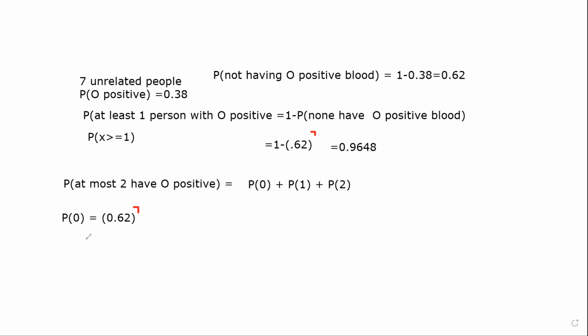Now, the probability that one person has it and six people don't. Okay, so this is going to be the probability of one is going to be equal to one person has it. So here's my one person who has it, 0.38, right? And then I have six people who don't. So I'm going to multiply by 0.62 for the six people who don't have it.